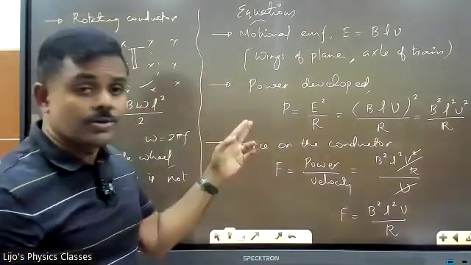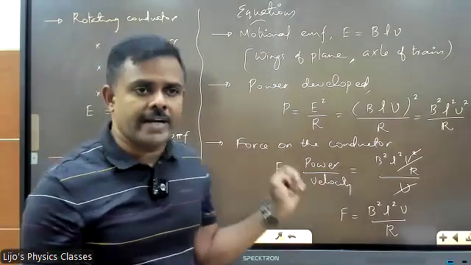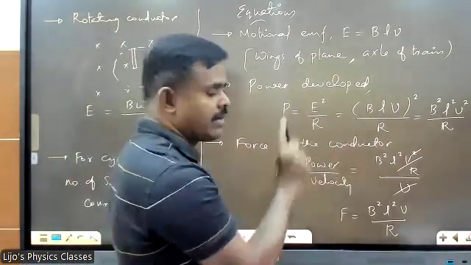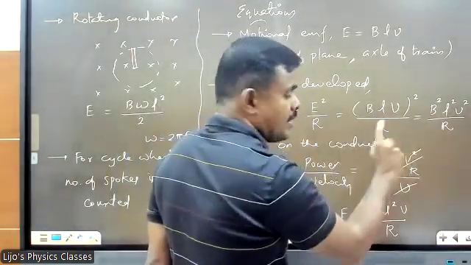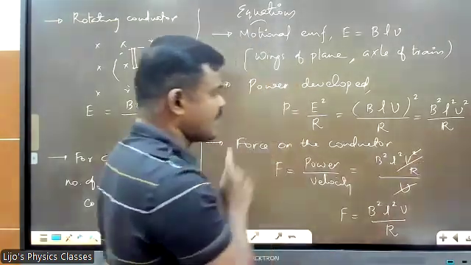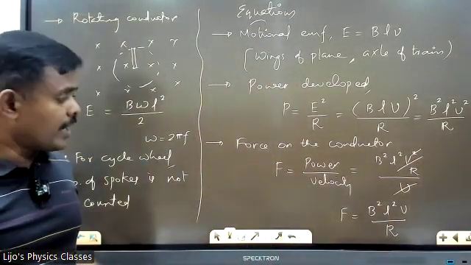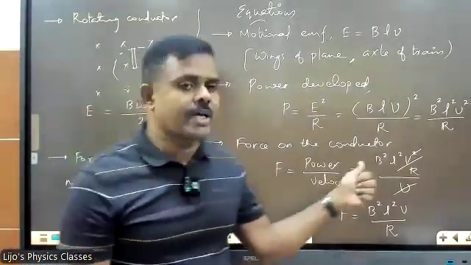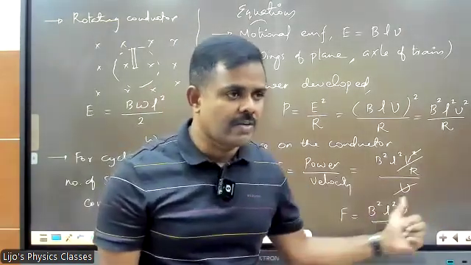All right. Then I told you about power developed. Power is E square divided by R, or it is BLV the whole square divided by R. What is this? B square, L square, V square by R. That is the power developed on the conductor, or power needed to pull the conductor. What about force now? Force is power over velocity. Power is B square, L square, V square by R, divided by V. The V's are getting cut. You get B square, L square, V by R.